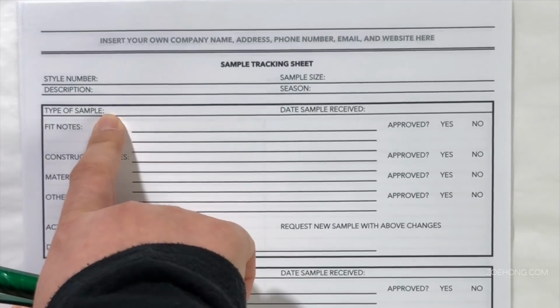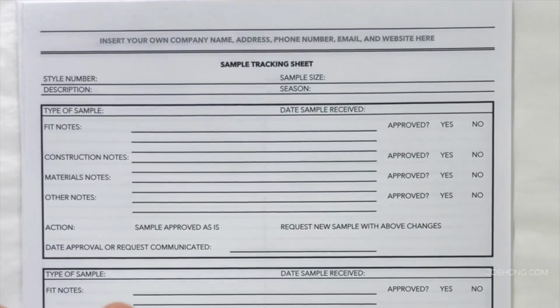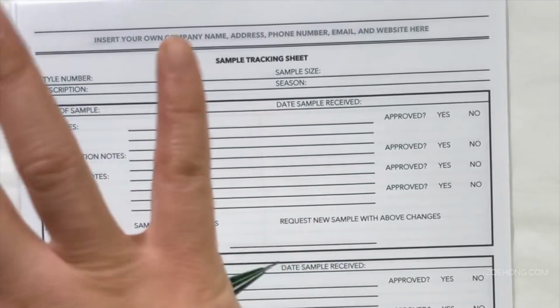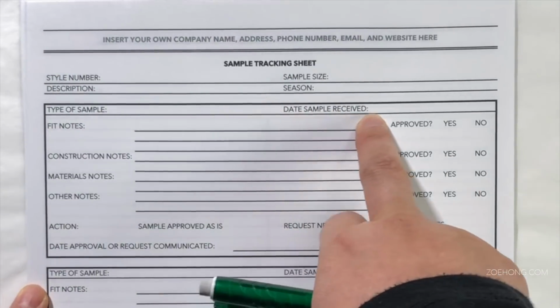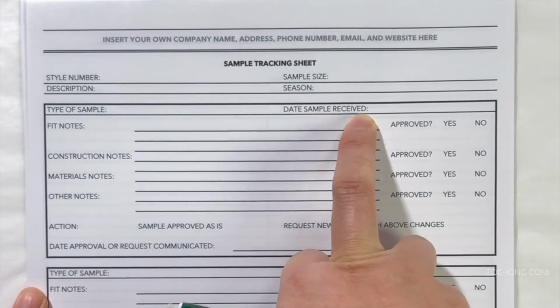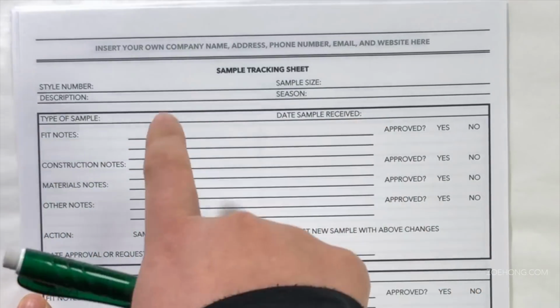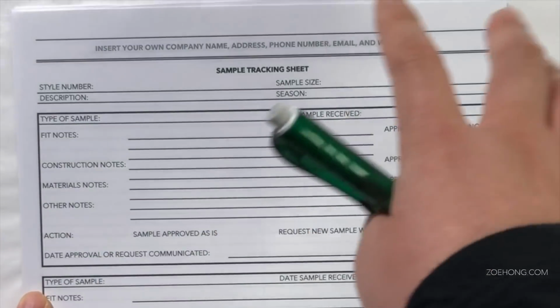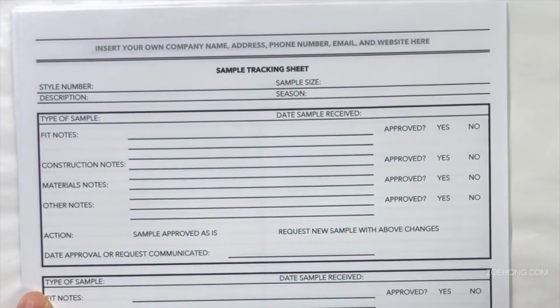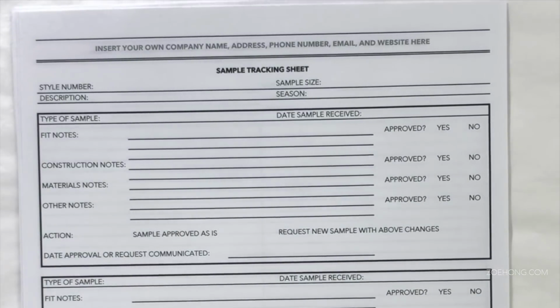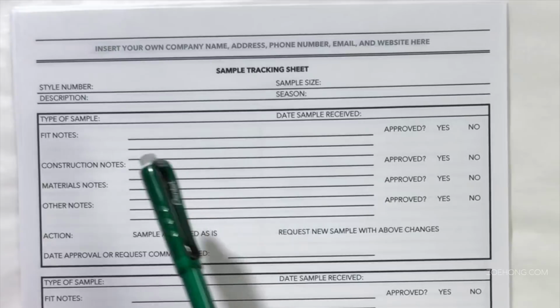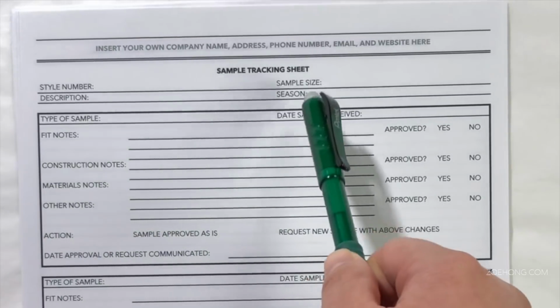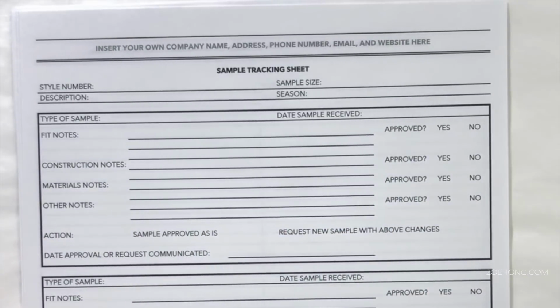The type of sample, which means, is this the first sample? Is this TOP? Is this the first revised sample? You can call it whatever your company decides to call it. Date sample received. And then we have your fit notes. And here you can say things like, see spec measurement sheet for corrections. Or if it's just one thing, you should definitely change it in your spec measurement sheet, but you could just write, all good except hem cut 1 inch off.